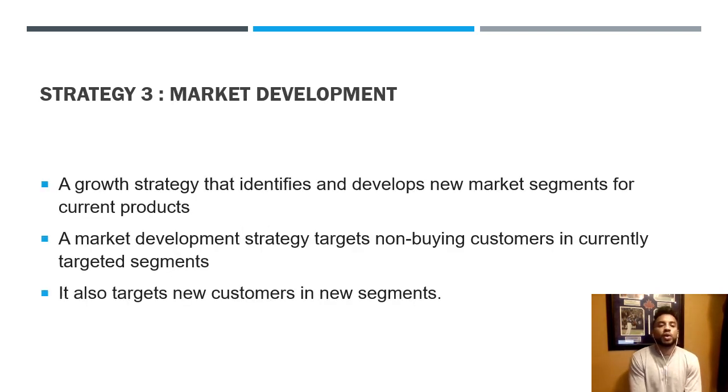Strategy number 3, market development. A growth strategy that identifies and develops new market segments for current products. A market development strategy targets non-buying customers in currently targeted markets. It also targets new customers in new segments. So market development, basically you're really just trying to build your market, right? So now you've got the tires. Now who are you going to be aiming for? Really, anyone who has a car.